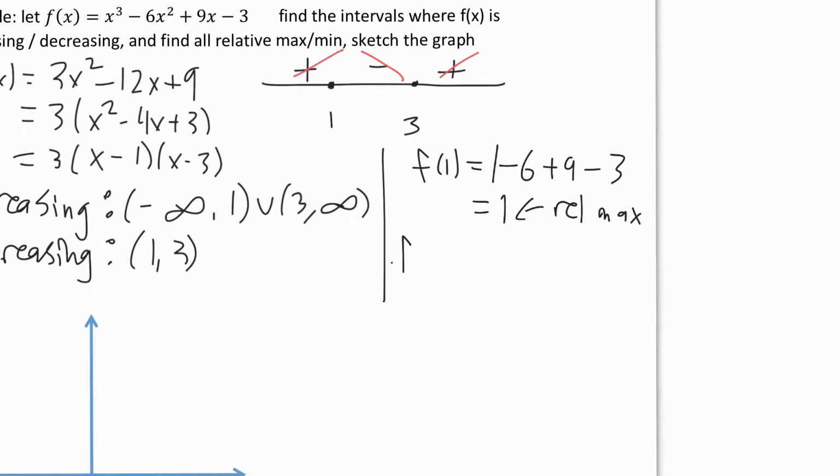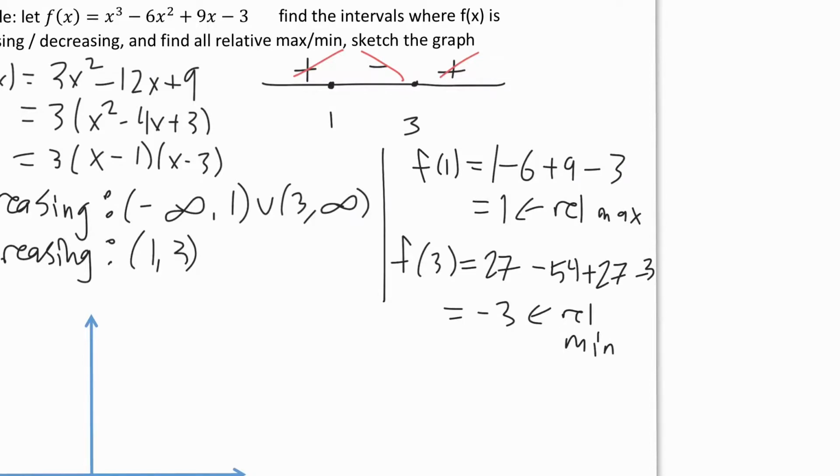Next we do f of 3. So we get 27 minus 6 times 9, so 54, plus 9 times 3, so 27, and then minus 3. So the 27's cancel with the 54, giving us negative 3. This is our relative min.